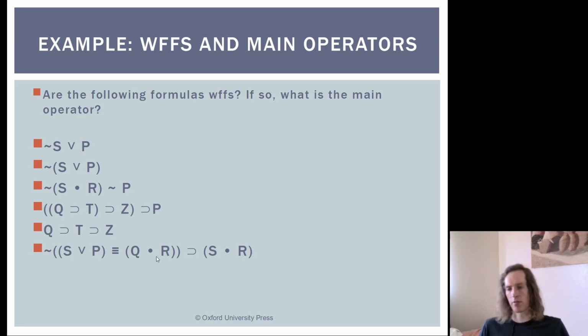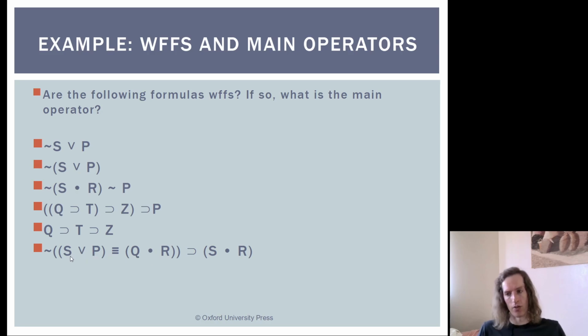So let's start from the parts. S, P, Q, and R, and S and R again, we're using the same variable a couple of times. Capital English letters on their own are well-formed formulas. Start with the consequent here because it's simple. The consequent of this conditional is just S and R. So a conjunction of two well-formed formulas is itself a well-formed formula. This side's all good.